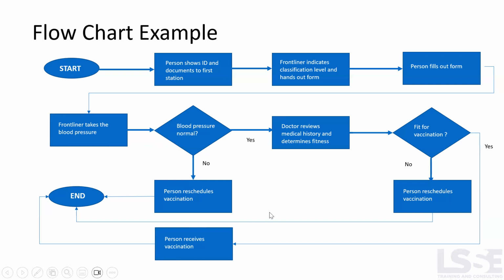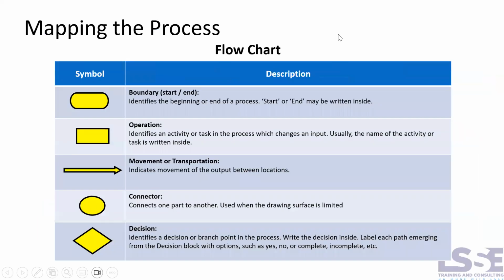So this is just a sample flowchart, an example of a process map. And these are the 5 most important symbols when you do a flowchart. You have a start and an end, which is in the form of an oblong. You have an operation, which is a rectangle, which identifies a specific activity which changes an input. Okay. Normally, a good practice is you start an operation with a verb. Okay. And then you have an arrow, which indicates the movement from one operation to another.